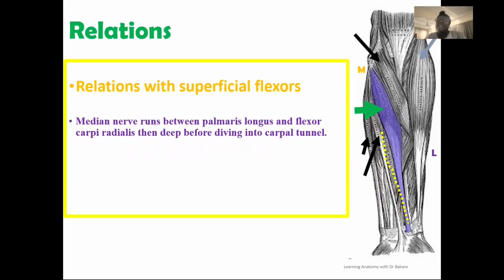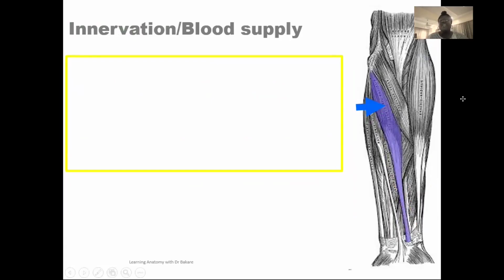So before the median nerve dives finally into the carpal tunnel, it is seen to be positioned deep to the tendon of the flexor carpi radialis. So from this region down around the inferior part, you see the median nerve then running behind the flexor retinaculum. Don't forget that the flexor retinaculum forms the roof of the carpal tunnel. And within the carpal tunnel is where we say we have the median nerve. So the median nerve with the tendons of other muscles in the flexor compartment are then seen within the carpal tunnel.